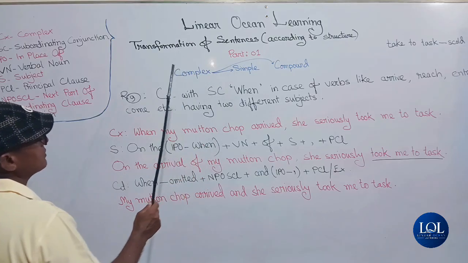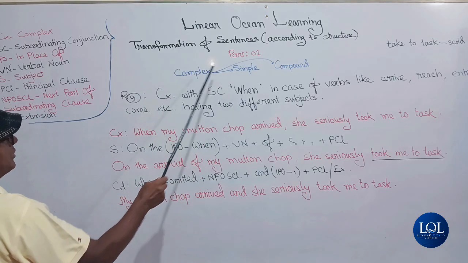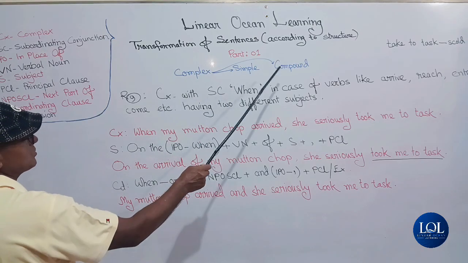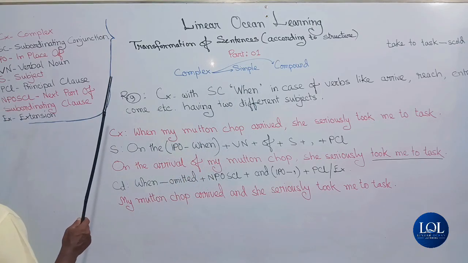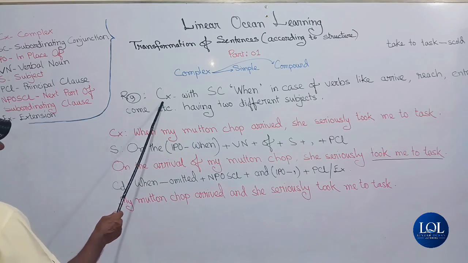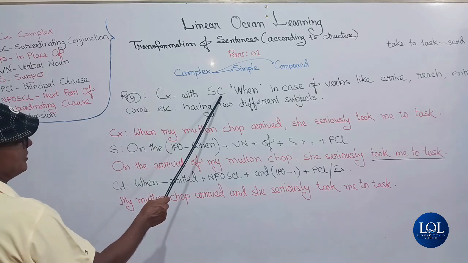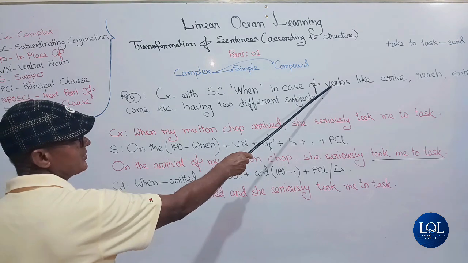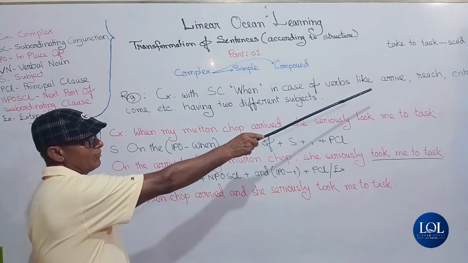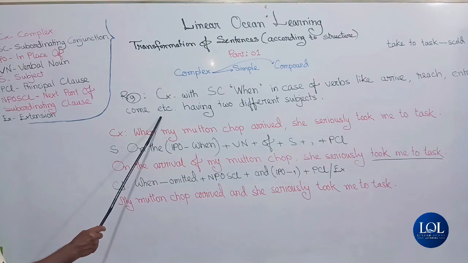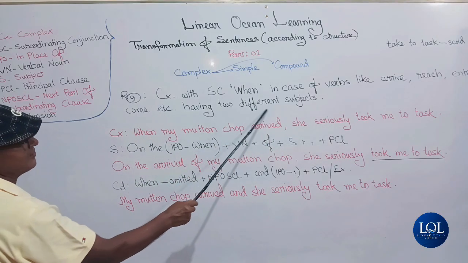Part 1. Part 1 is on complex to simple and complex to compound. Rule 9. Complex with subordinating conjunction when, in case of verbs like arrive, reach, enter, come, etc., having two different subjects.